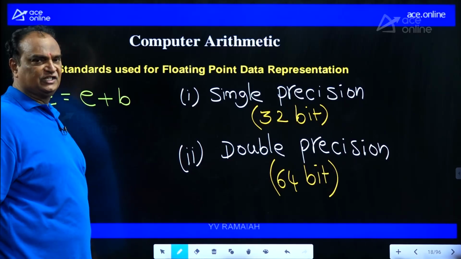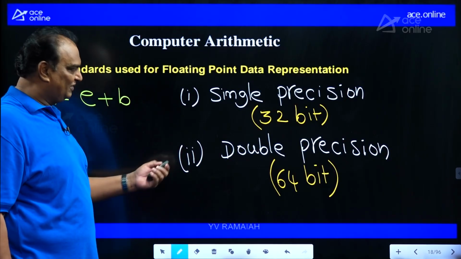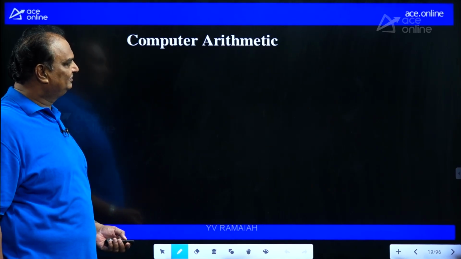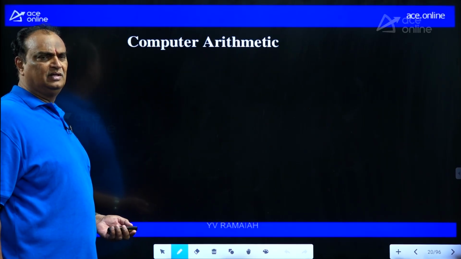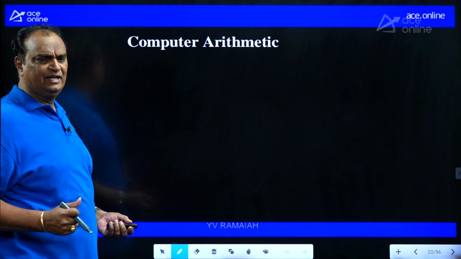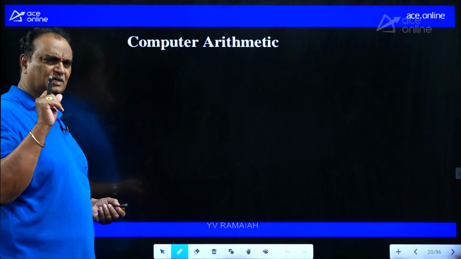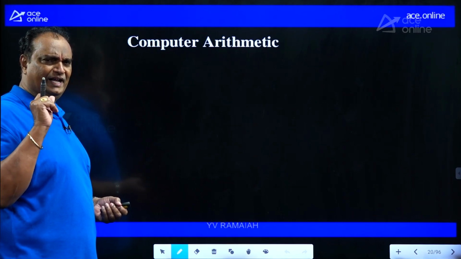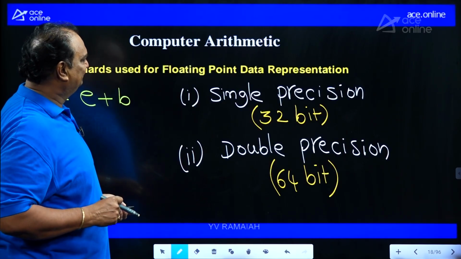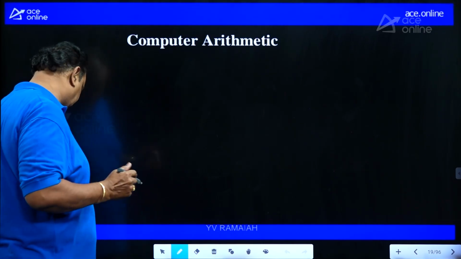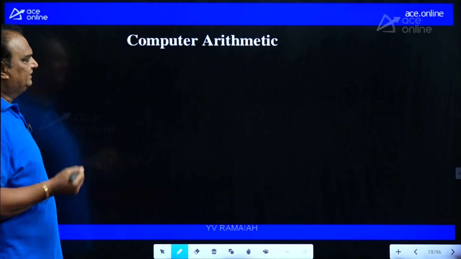Okay, come to the first one, single precision. Definitely we expect one question from this. From double precision, earlier we didn't have questions, but from single precision, there is a 99.99% chance to get a question. What is the size of single precision? 32 bits.